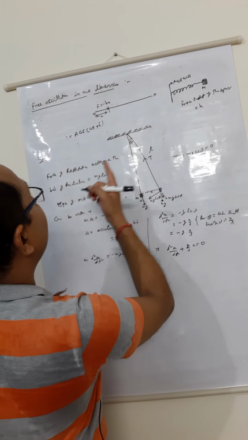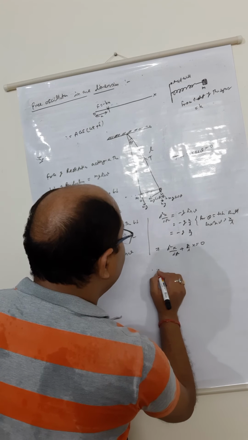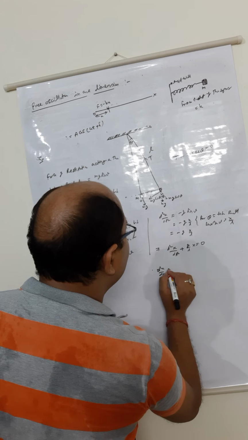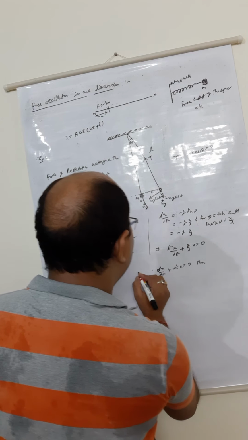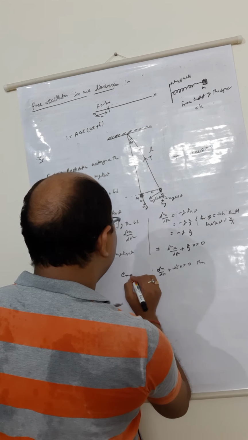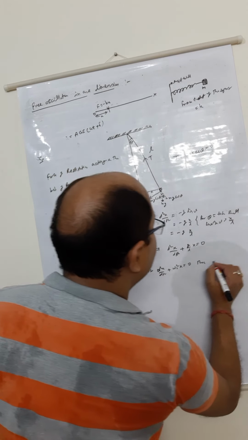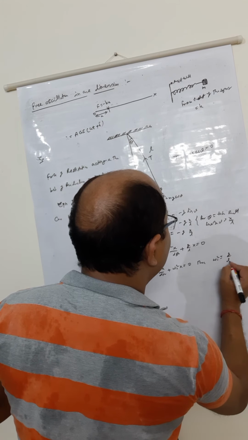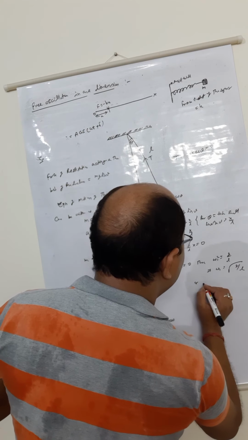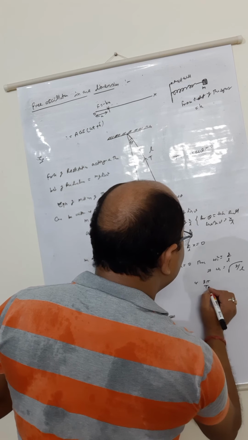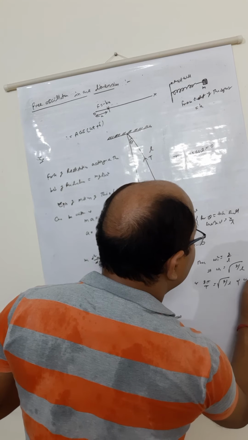Now when we compare with the general equation d2x upon dt2 plus omega naught square x equals 0, then comparing the above with it, omega naught square equals g upon L, and this implies omega naught equals under root g upon L, or 2 pi by T equals under root g by L, because omega naught equals 2 pi by T.